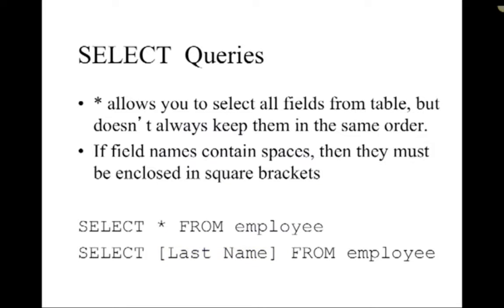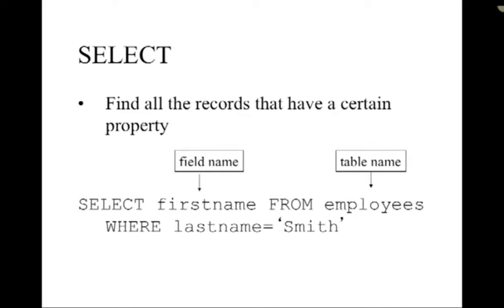So in these examples at the bottom it says select star from employee. So that's going to select all of the fields from the employee table. The last line, select last name from employee, is only going to return the last names of everyone from the employee table.